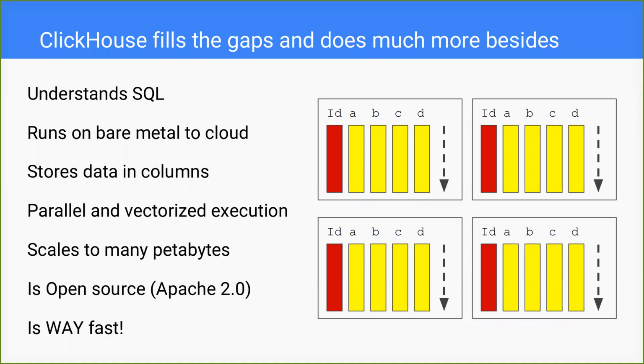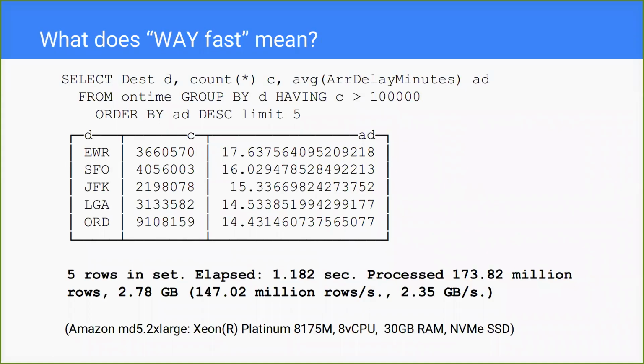And I think that when people talk about ClickHouse, it's the speed that really impresses people. That's the number one thing that people mention. So what do we mean by way fast? Well, here's one of our favorite data sets. It's airline on-time data, comes from the US government, and it basically tracks the on-time performance of the US air carriers over the last 30 years. And what we have here is a query which is just looking at the destination airports, counting them up, and then checking the average delay minutes for each of those airports.